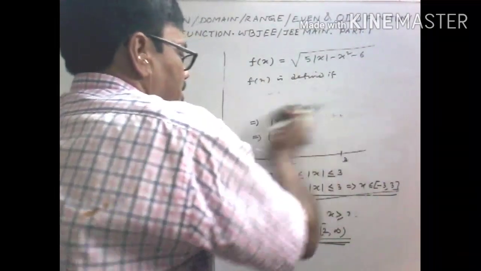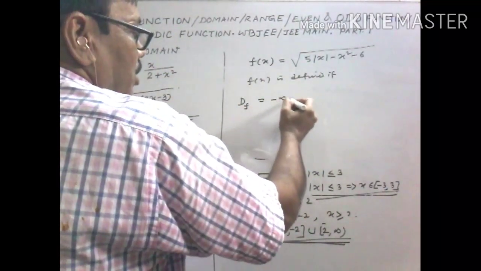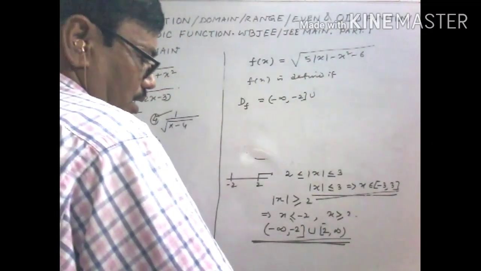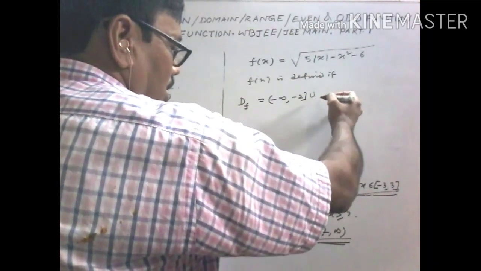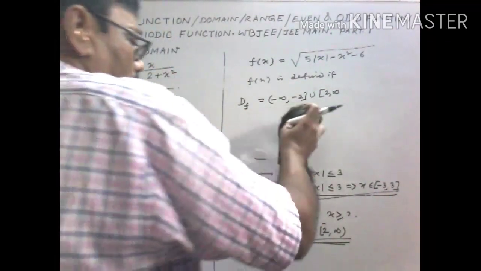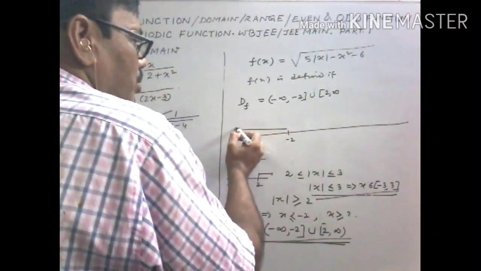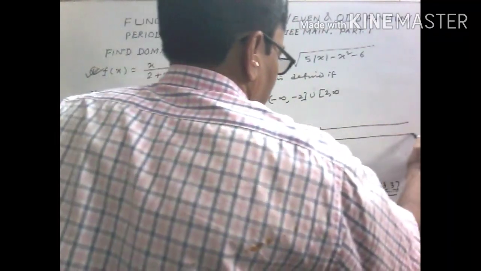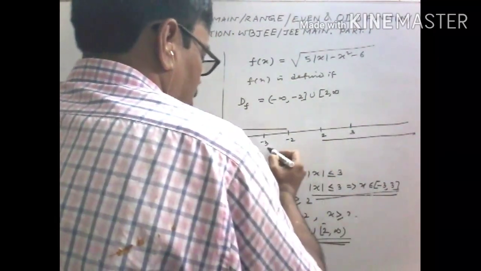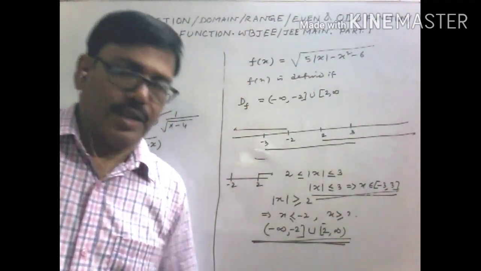So what is the final result? Df, the domain of f. So minus infinity to minus 2, union. So look at the figure. So this is less than minus 2, this is greater than 2. And for this, this one is minus 3, this one is plus 3, so it lies inside the interval.